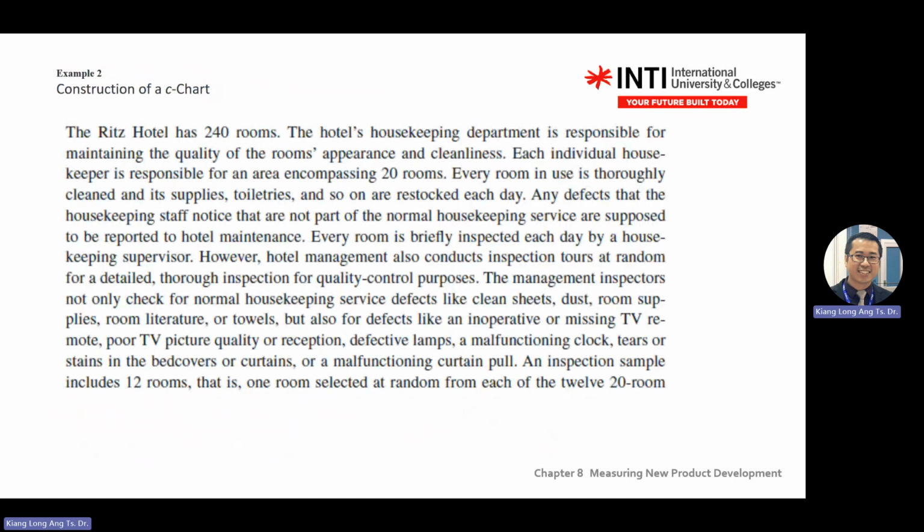All this data, what they check? Clean sheet, dust room, missing TV, poor picture, reception, all these things. You already see all this defect already escalating to out of control level. So what is your solution? What actually happened if you always have TV missing, always have no clean sheet? You imagine yourself, you are the customers, and how you improve as a management of hotel.